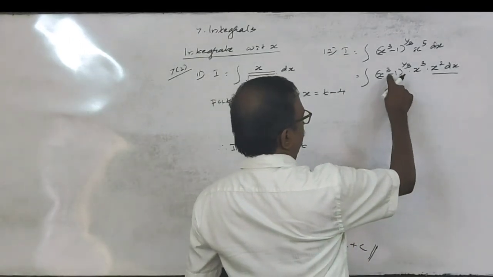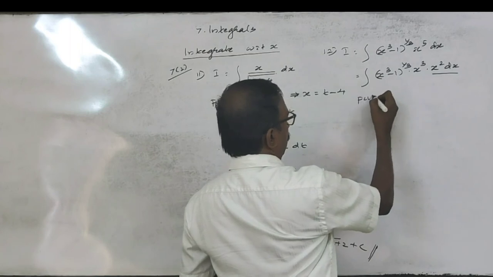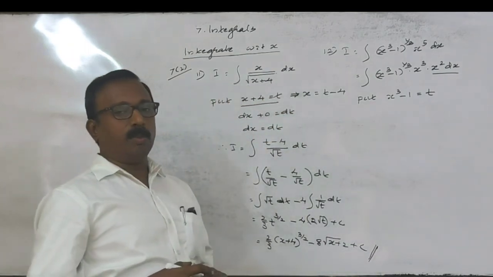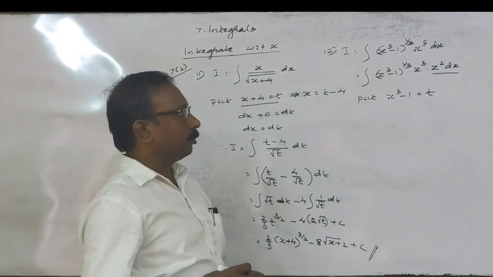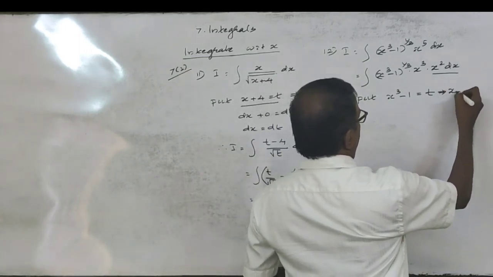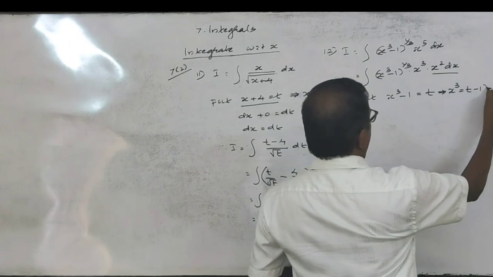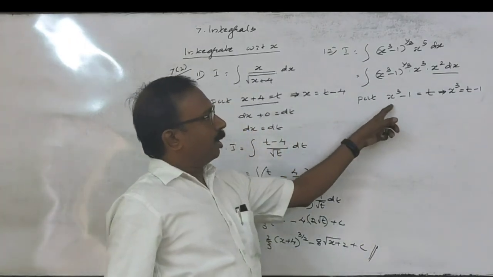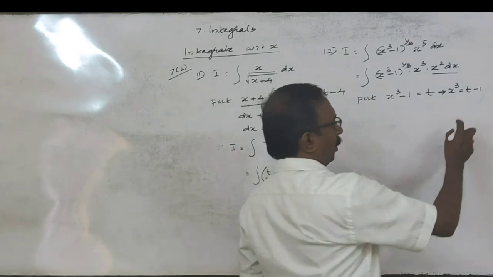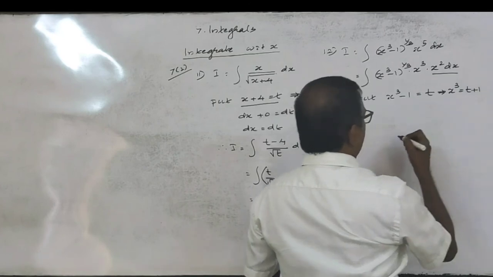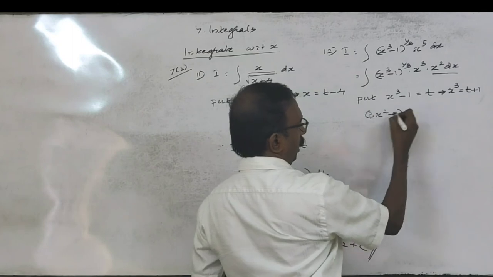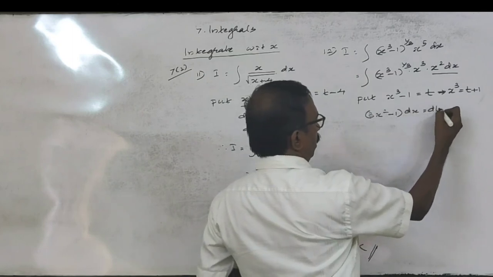Now, let x cube minus 1 be equal to t, which implies that x cube is equal to t plus 1. The derivative of x cube minus 1 is 3x square into dx, and that is equal to dt.